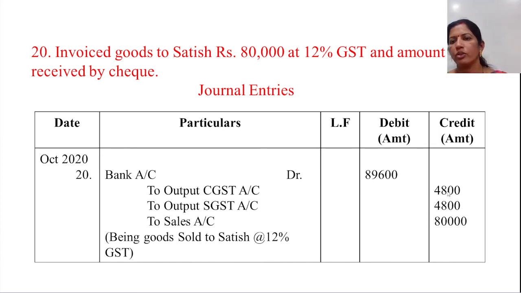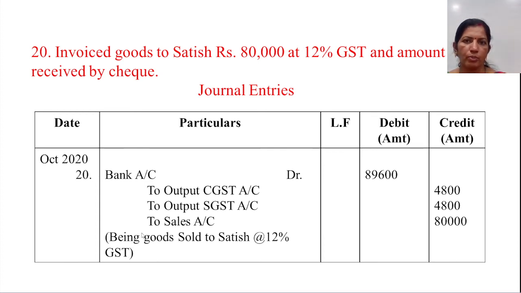8 6s are 48, so the value is 4,800. Output CGST 4,800, output SGST 4,800, then sales 80,000. The total is recorded as a debit to the bank account, the total amount we received, 89,600. Narration: being goods sold to Satish at 12% GST.